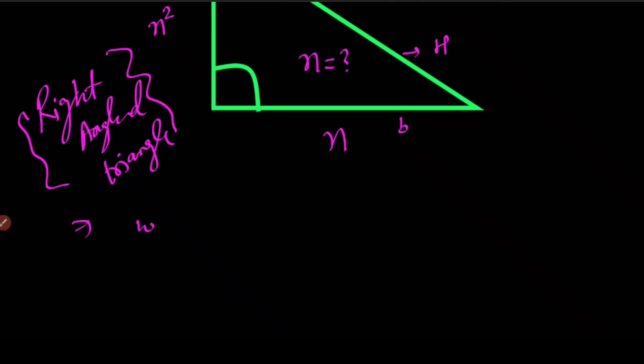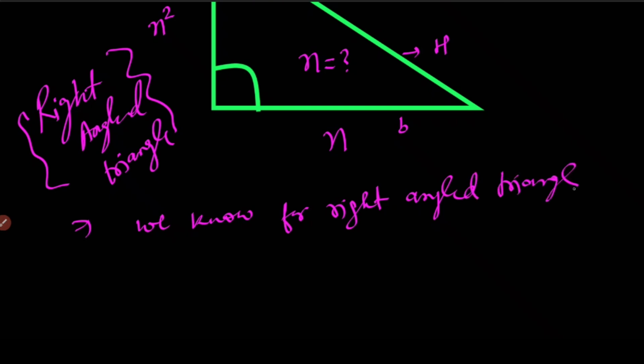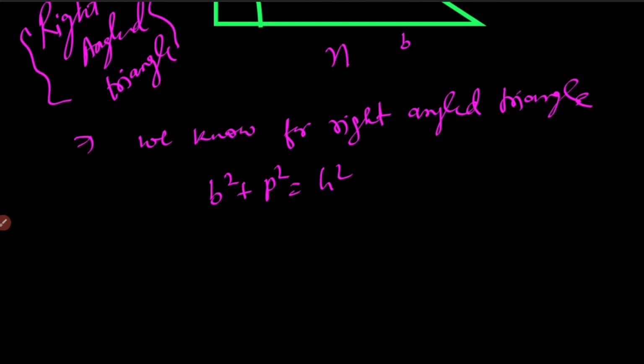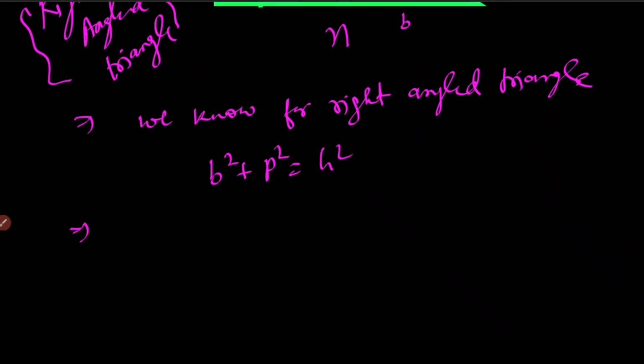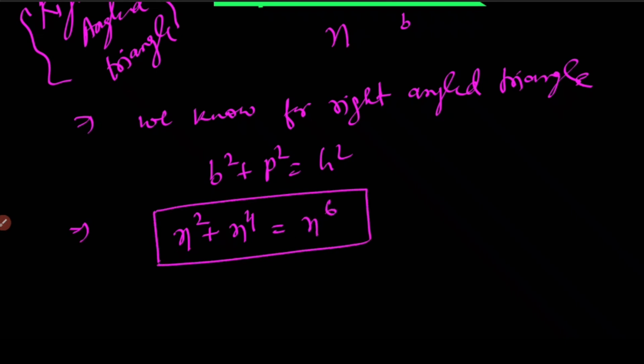So we know for a right angled triangle, b square plus p square equal to h square, that is, base square plus perpendicular square equal to hypotenuse square. So let's substitute the values. n square plus n to the power 4 equal to n to the power 6. So this is our final identity.